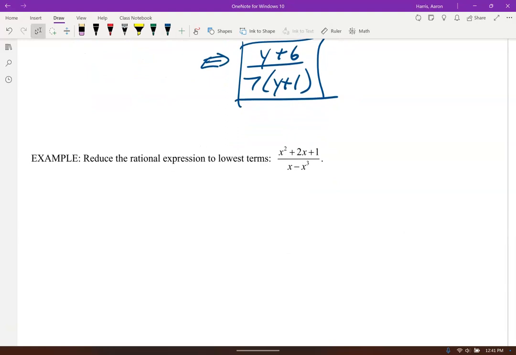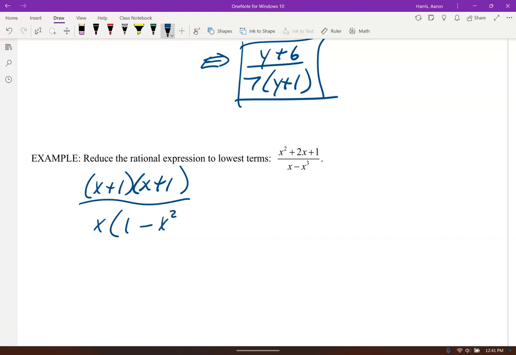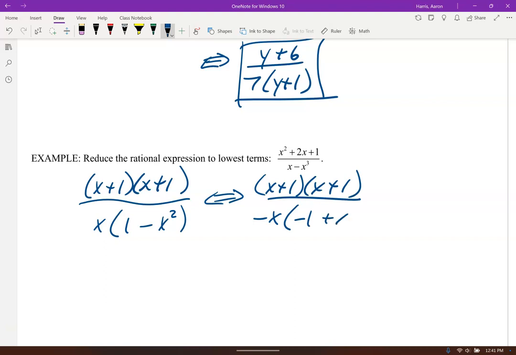This next one, I've got x squared plus 2x plus 1. So that'll be an x plus 1 and an x plus 1. And then the denominator, notice I could take an x out of each of those, and I'd have 1 minus x squared. Now, I would prefer that x squared to be first. So what I'm actually going to do is take a negative x out instead, and that would change the signs to be negative 1 plus x squared.